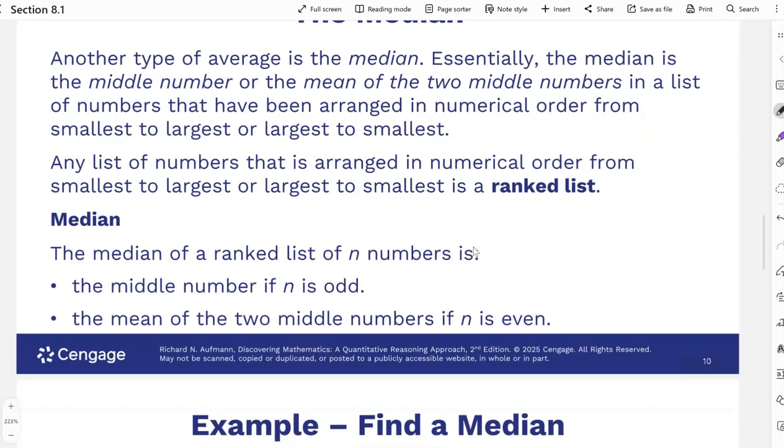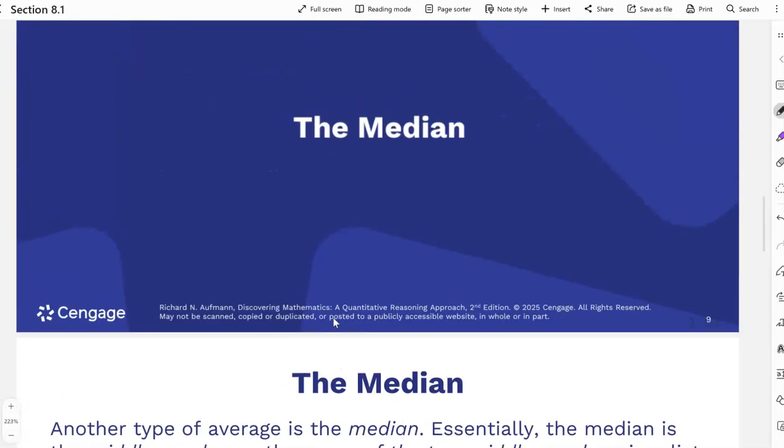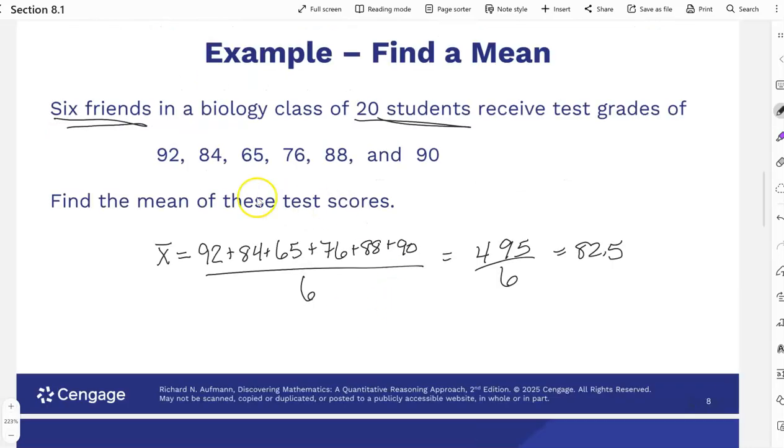And then once we put them in order, usually we think about smallest to largest, but you could do it largest to smallest also. We want the number that's in the middle. If we have an odd number of numbers, then it's literally going to be the one that's in the middle. If we have an even number of numbers, then we have 2 in the middle, and we have to find what's in the middle of those 2, which means we would find the mean of those. So let's go back to our example up here.